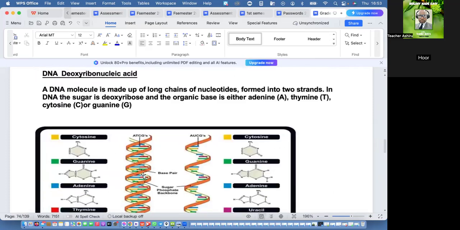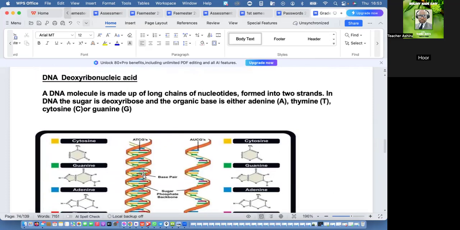Okay, now we're going to look at the next one, which is called the deoxyribonucleic acid. Firstly, if you look at the name, when you see the word nucleic, it is the same as nucleus. So DNA is found in a nucleus. That's why it's called nucleic acid. So DNA is an acid that is found in the nucleus. Don't forget that.